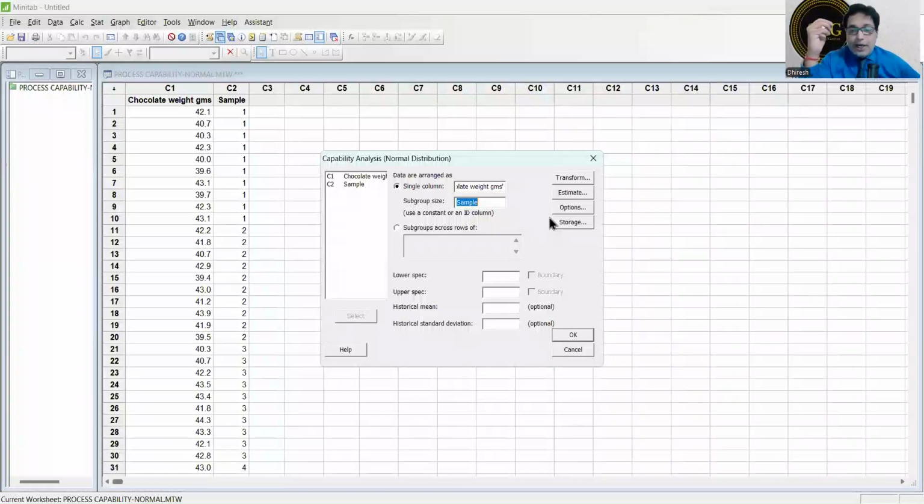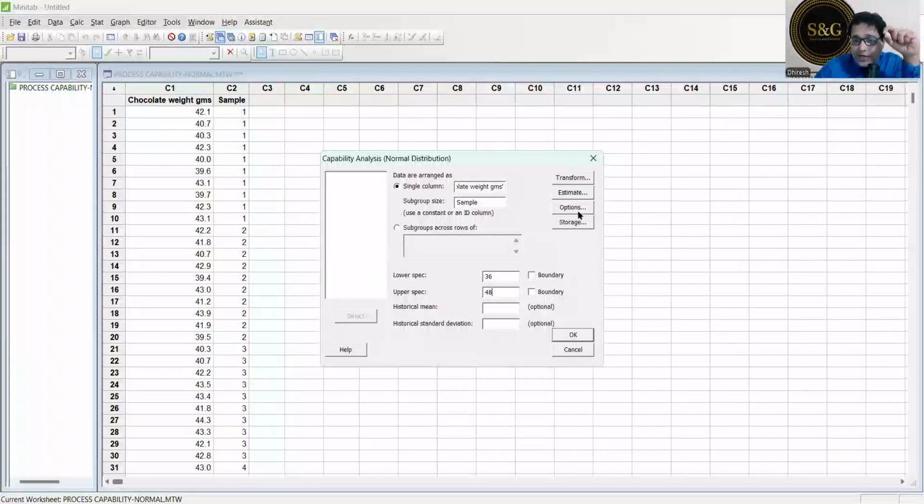Now for the process capability analysis, we require our specification limit. To check whether the process is capable or not, we require a standard, the specification limit. In this case, the lower specification limit is, let's say, 36, and the upper specification limit is 48. So we will accept chocolate between 36 grams and 48 grams. Everybody got this? Don't click on OK yet.